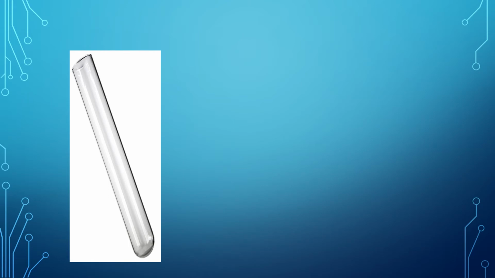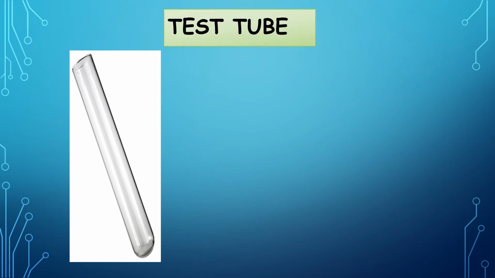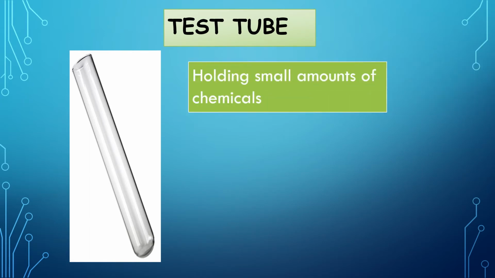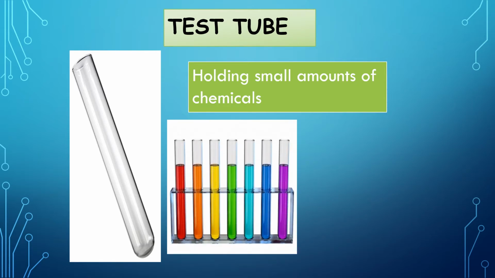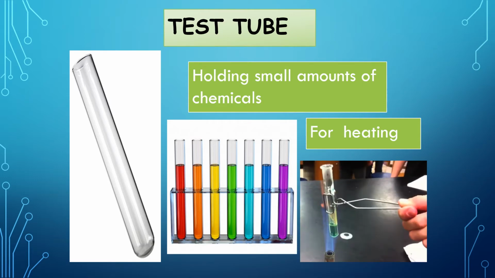What about this one? What is the name? It is test tube. So what is the function of test tube? Holding small amounts of chemicals. So let us see, it's like this one. You're going to put some chemicals there, or when you are performing some chemical setup, you can use the test tube as a container. And then it is also used for heating. So if you're going to heat the chemicals, you can put them in the test tube.